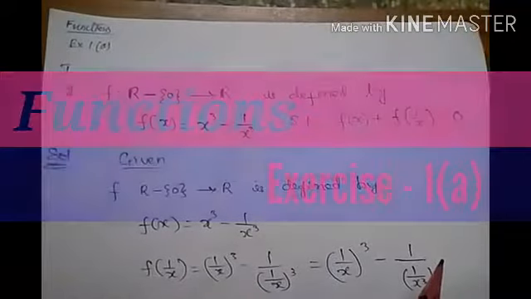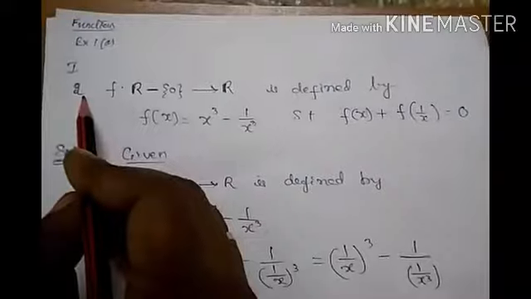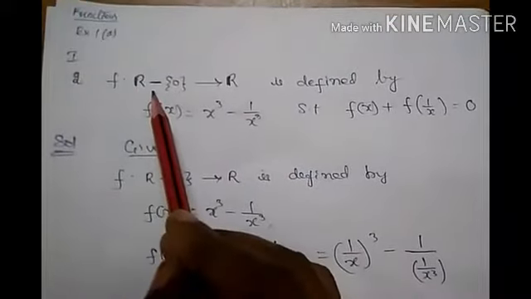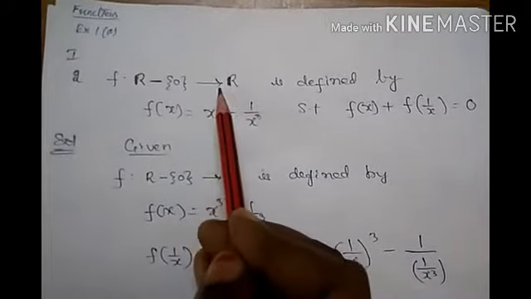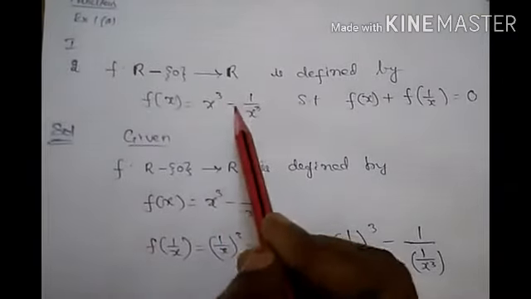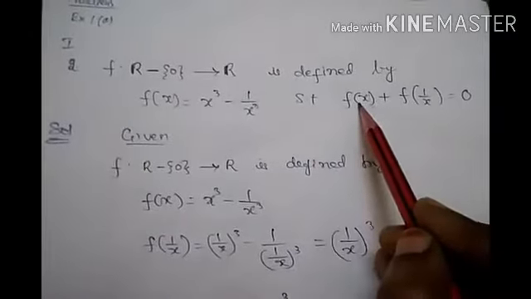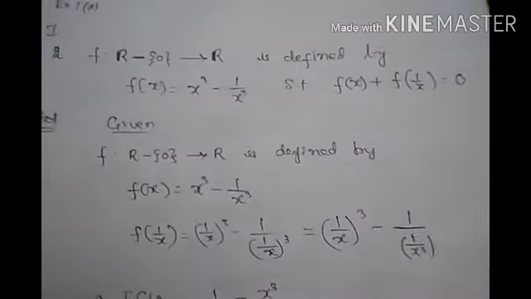Today we will explain exercise 1A problems. First Roman, second problem. f from R minus {0} to R is defined by f of x equal to x cube minus 1 by x cube. Then show that f of x plus f of 1 by x is equal to 0.